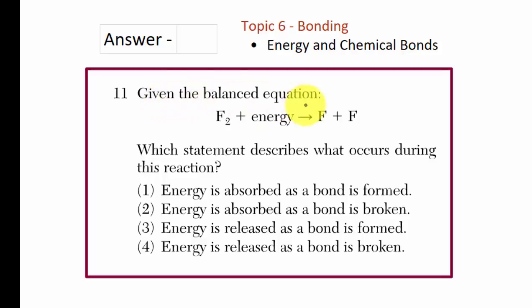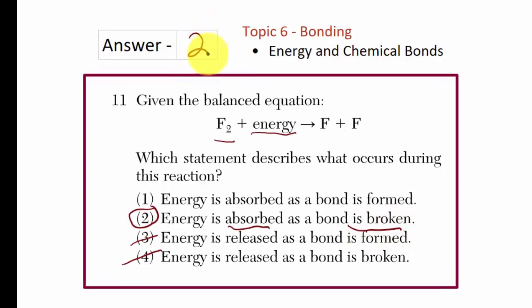Question 11. Given the balanced equation, this is fluorine plus energy produces fluorine as 2 separate atoms, which statement describes what occurs during this reaction? The first consideration is for energy. We want to know if it's being absorbed or released. Since energy is shown on the left-hand side of the equation, it is a reactant and therefore is being absorbed, so answers 3 and 4 are gone. We're taking a fluorine molecule where the 2 fluorines are actually attached to each other, and we're pulling them apart, so now they're 2 separate fluorines. That would be the breaking of a bond. So we're going to go with answer 2. Energy is absorbed and a bond is broken, and that's going to be answer 2.